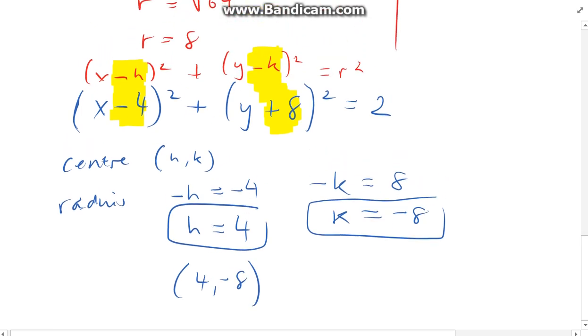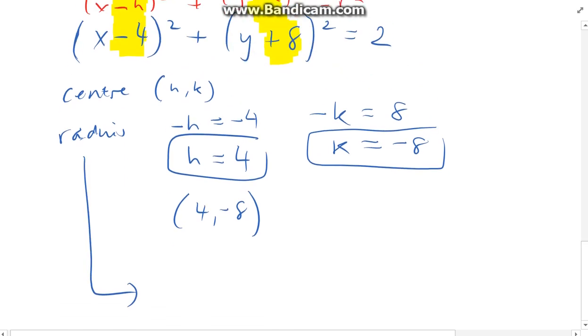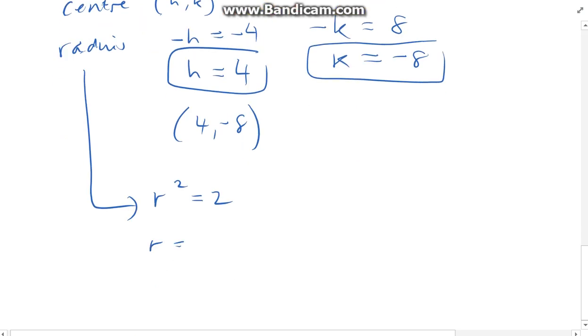You'll notice from this that the sign will always change from the equation. So the more you do with these, the more familiar you get with them. And to figure out what the radius is, we said up here the radius is 2. So we know that r squared is 2. In order to find r, we need to get the square root of 2. In our calculators that will give us a decimal, so it's just going to be root 2.